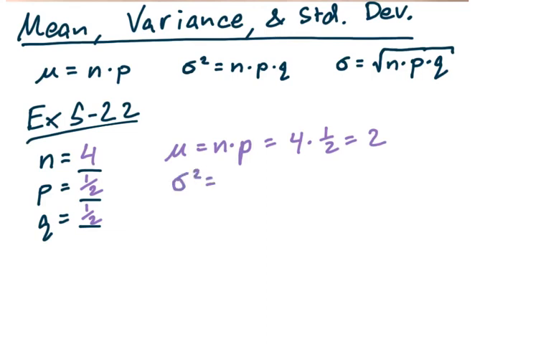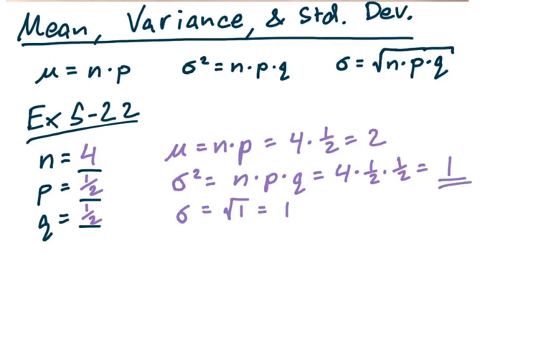Sigma squared, the variance, is, according to the formula, N times P times Q. Practice writing these down from memory. 4 times 1/2 times 1 minus 1/2 is 1/2. That gives us 1. And then sigma itself is just going to be the square root of the previous value. So don't compute it again. Don't do 4 times 1/2 times 1/2 again. Just do the square root of whatever you got there. And there it is. So let's move on to another example, a little bit more difficult.